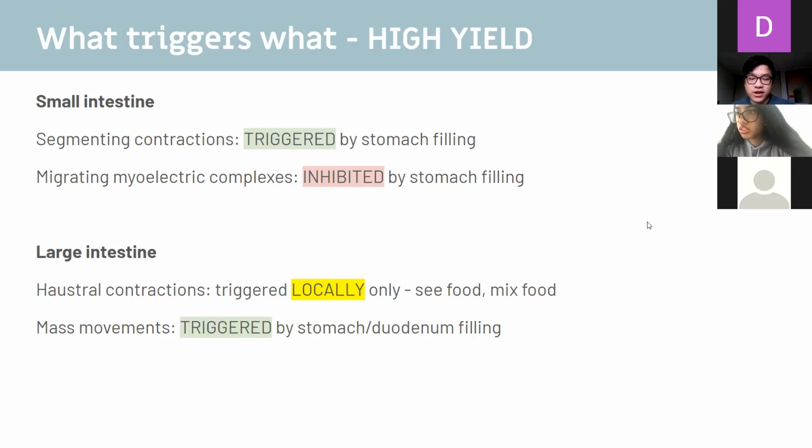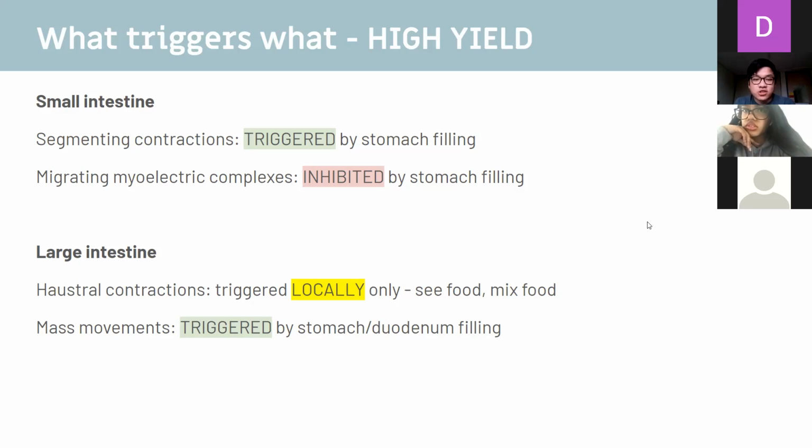As for haustral contractions, they're triggered locally only. So if food gets propelled from the small intestine to the large intestine and it presses on the stretch receptors in the large intestine, that's just a local trigger for haustral contractions to occur, because if it sees food, it mixes food. If there isn't any, then there's no mixing to occur.